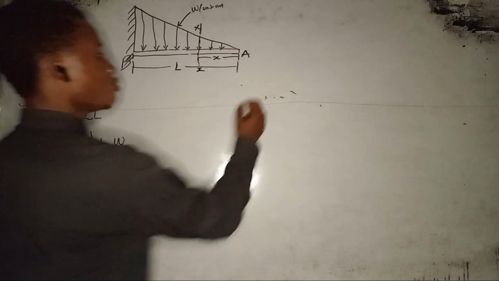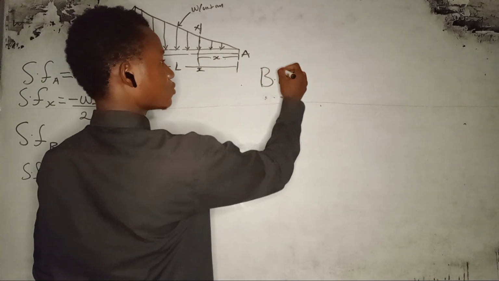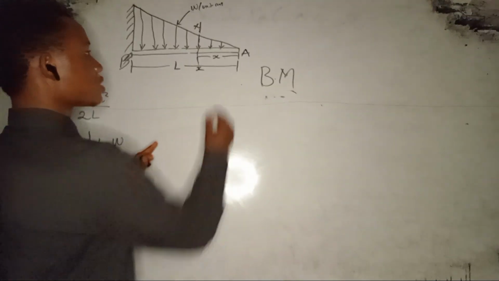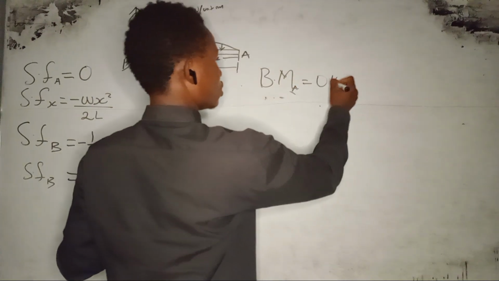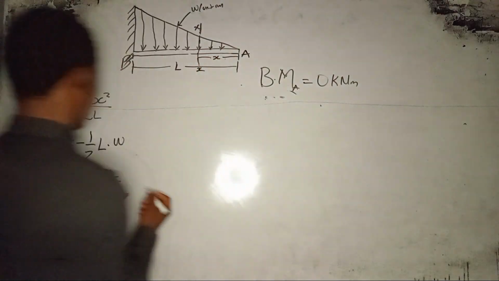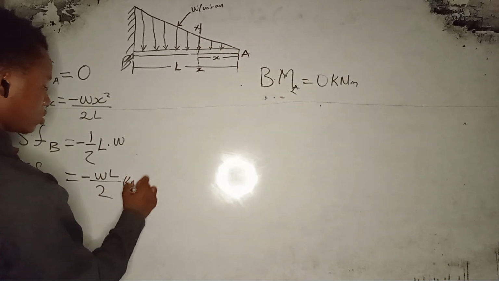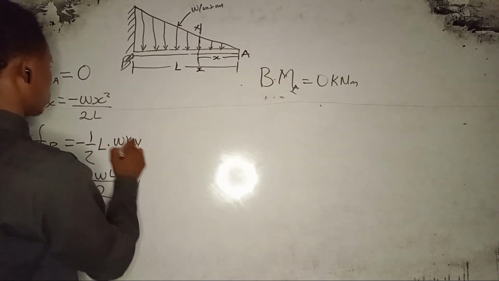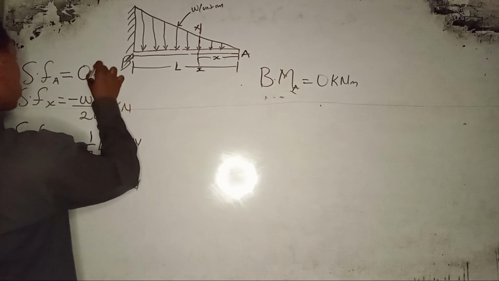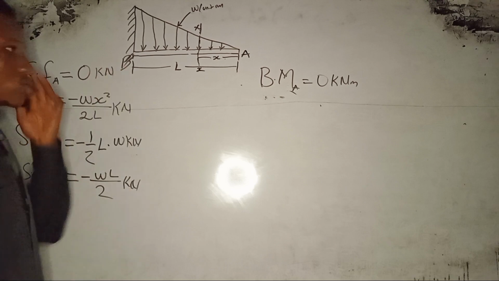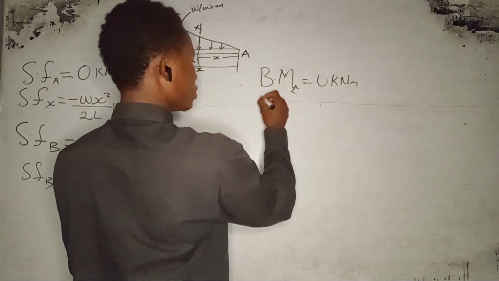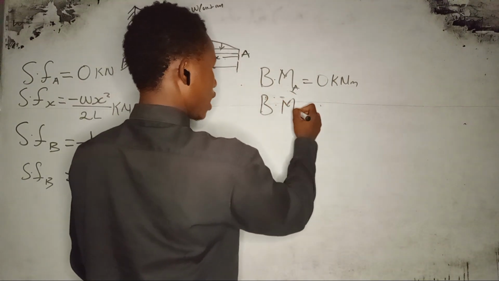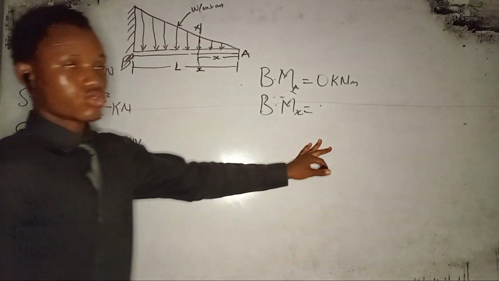Now for our bending moments, our bending moment at A is equal to 0 kilonewton meter as usual. All these ones are in kilonewton meter. So here, 0 kilonewton meter. Now what is the bending moment at x going to give us?